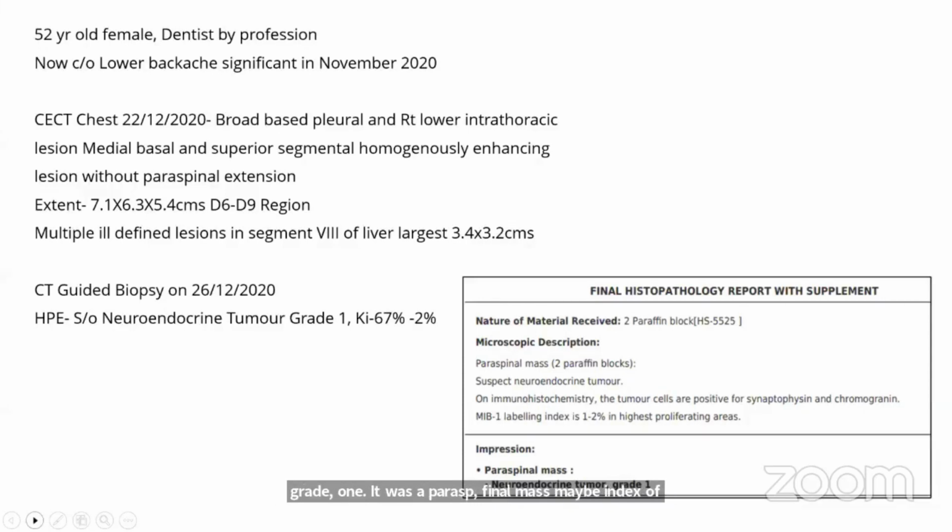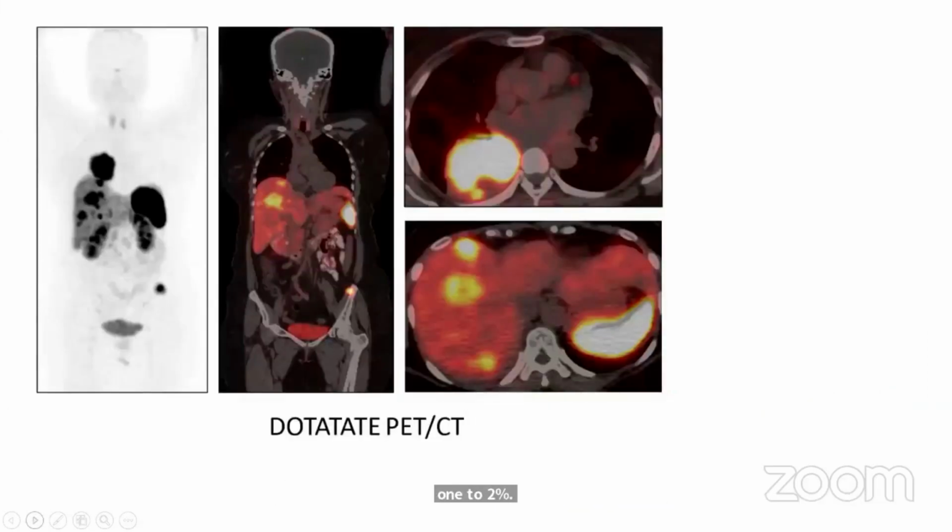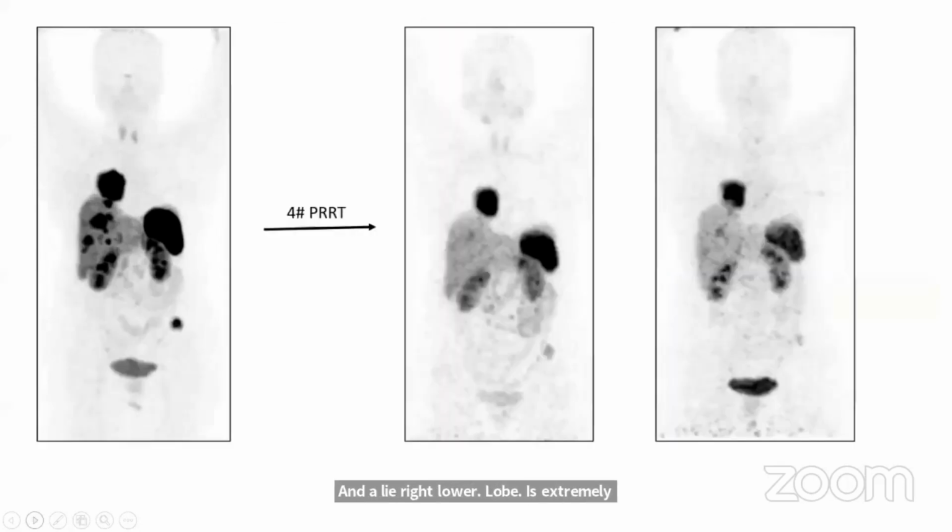Next slide, please. Now this was the lesion. There was a large mass, multiple liver mets, and a right lower lobe extremely DOTA-TATE avid mass. Now this patient received 4 cycles of PRRT. Mind you, this was a typical carcinoid with metastatic disease. This patient also had an isolated bone lesion in the left iliac bone.